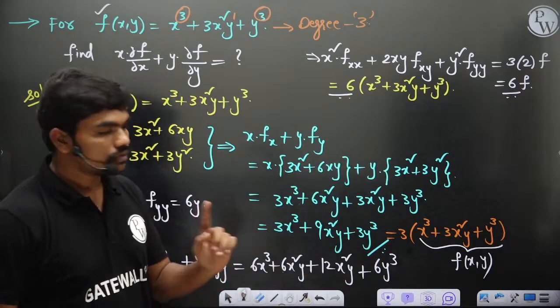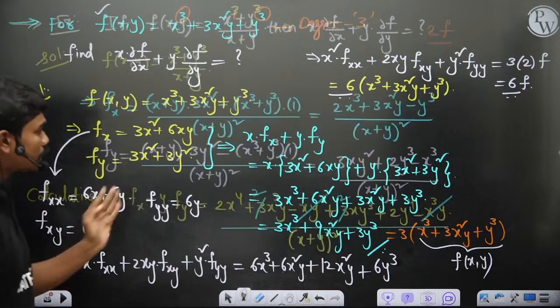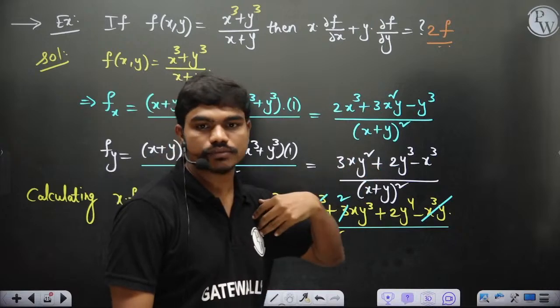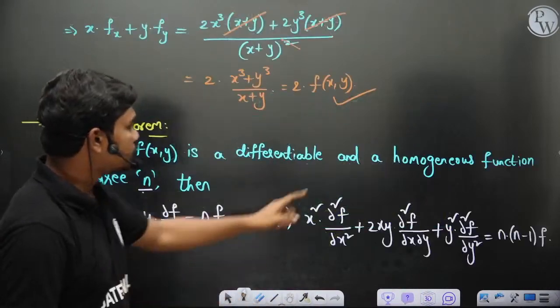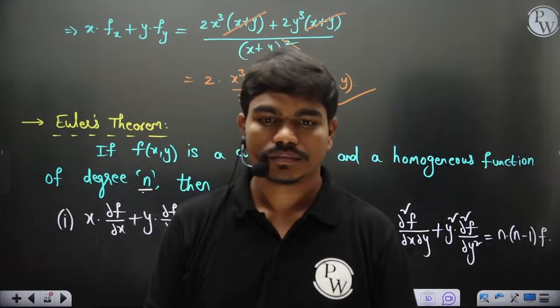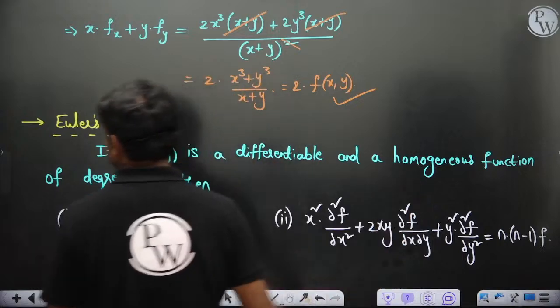Since this is a simple example, you are able to calculate fxx, fyy, fxy. But if you go for the earlier example, the calculation of fxx, fyy would be much more laborious, with very lengthy calculations. But Euler's theorem will actually help you get out of those situations. Fine? Did you all understand this? Yes or no?